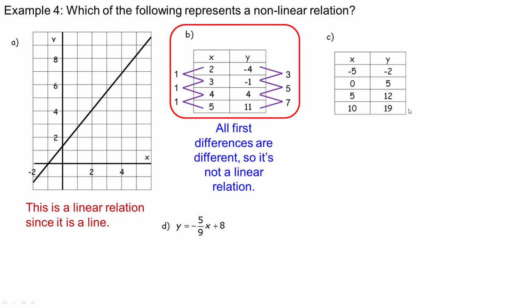Now, just to look at C and D, C, now these aren't going up by 1, but they are going up by 5 each time. And so, again, as long as the y's are changing by the same amount, so from -2 to +5, that goes up 7. From 5 to 12, it goes up 7. From 12 to 19, it goes up 7.